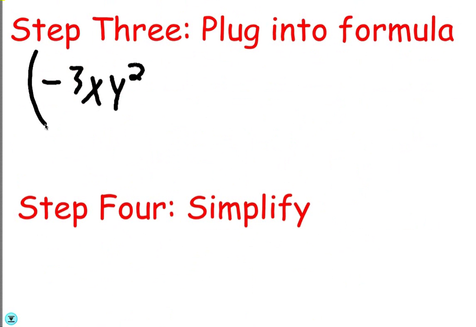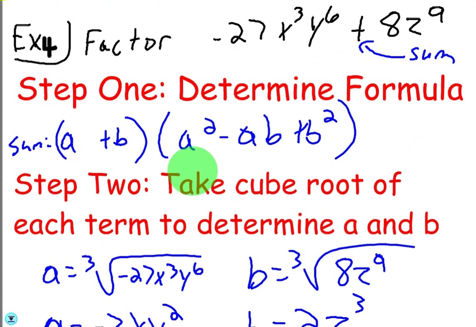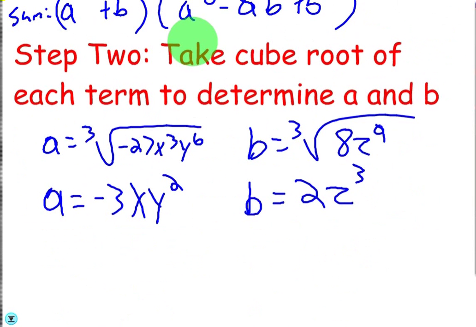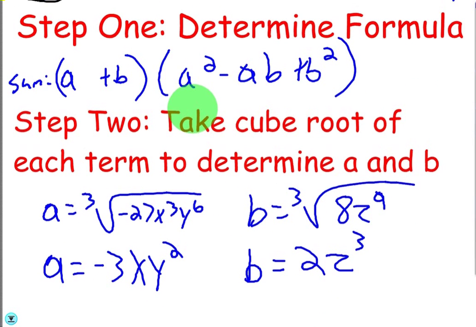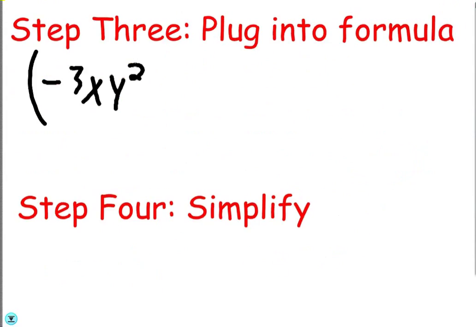It's a negative? Yes, it is. So on this one, it stays negative? Yep, because the cube root of negative 27 is negative 3. B is 2z cubed, and notice there's a plus there. So it's going to be plus 2z cubed. Again, we're doing the sum.